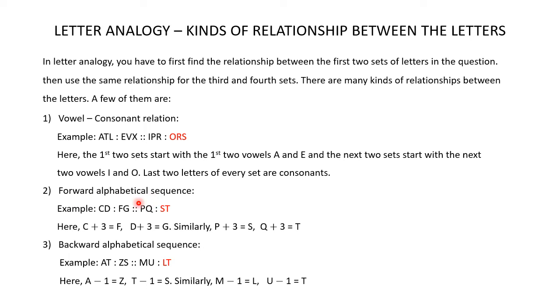Forward alphabetical sequence. For example, CD is to FG. Similarly, PQ is to what? First, find the relationship between the first two sets of letters in the given question. Here, when you look at the first two sets, you will see that C plus 3 is F, D plus 3 is G. Use the same relationship for the third and fourth sets. So P plus 3 is S and Q plus 3 is T. So if CD is to FG, then PQ is to ST.